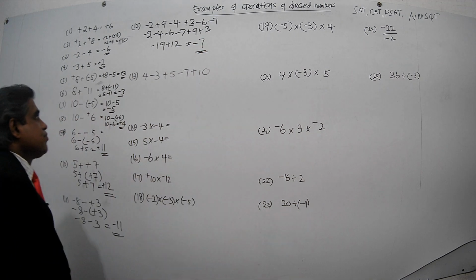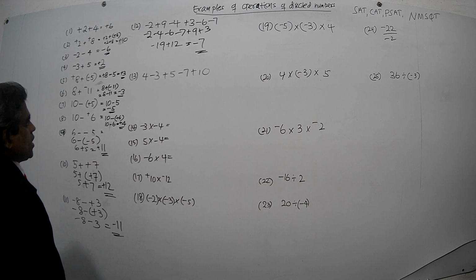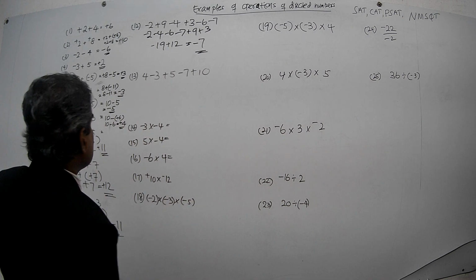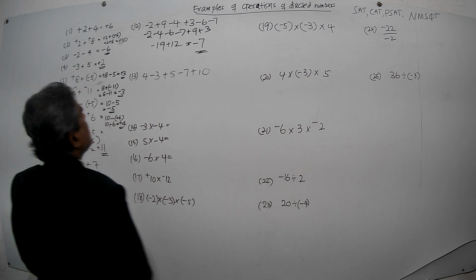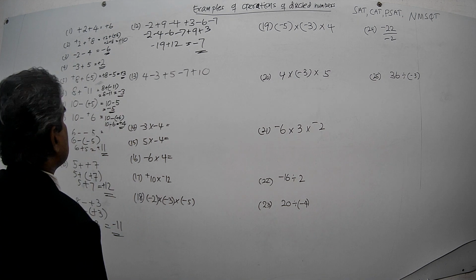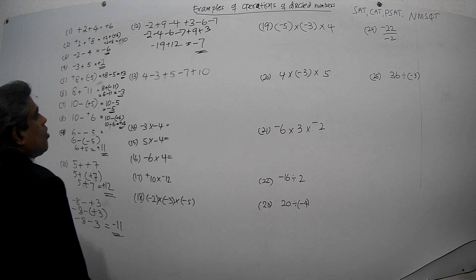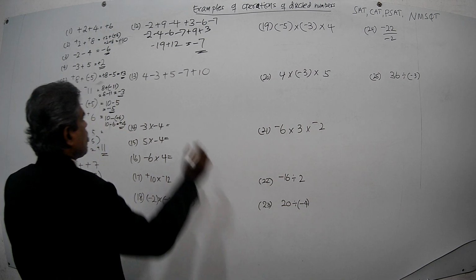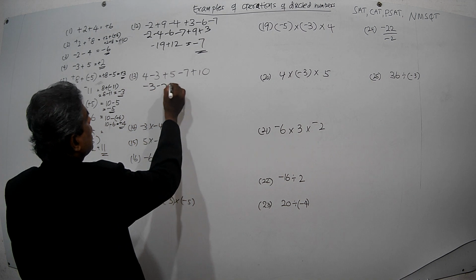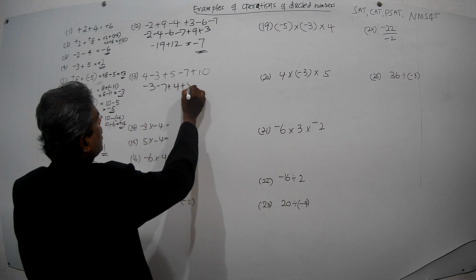Right. Next one. Then go to the 13th one. There are several numbers of different signs. As you did in the 12th example, you can write all the negative numbers together and the positive numbers together like this: minus 3, minus 7, then plus 4, plus 5, and plus 10.